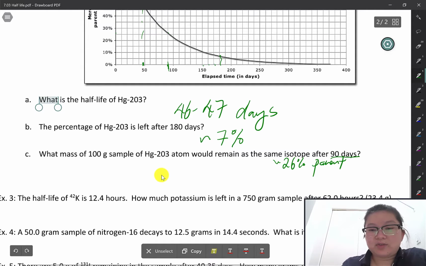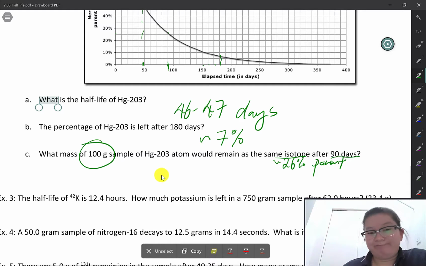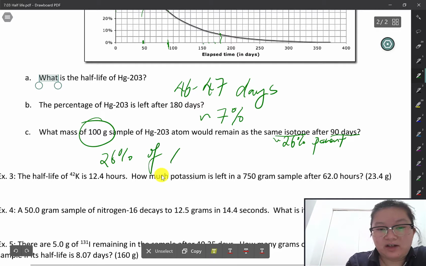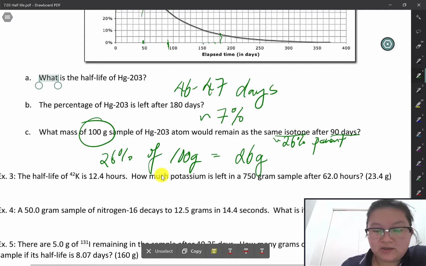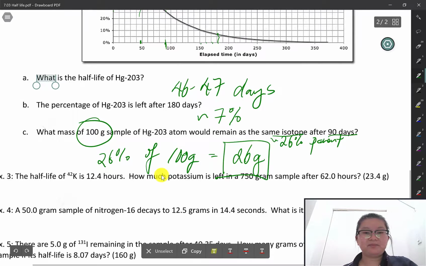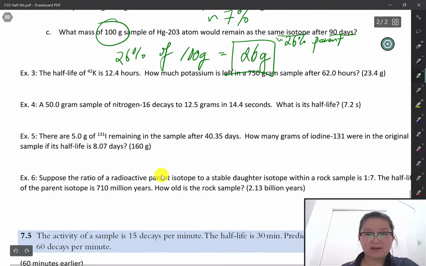That's 26% of 100 grams, so roughly 26 grams left over. Since 26% of 100 grams is exactly 26 grams, but my estimation is about 26%, you might get 27, you might get 25. Actually, that doesn't look like 25. But essentially, roughly about 26 grams. That wasn't too bad. We're done that example, so let's go on and maybe we'll tackle a few more.